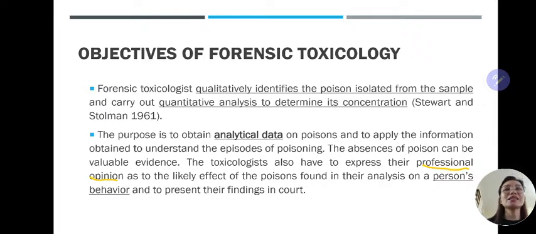So the results of the examinations conducted by the forensic toxicologists are very useful in presentation in court to prosecute a given case or to prosecute a suspect regarding a specific case.